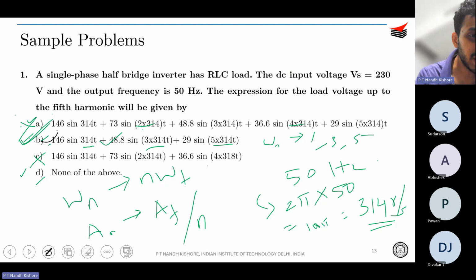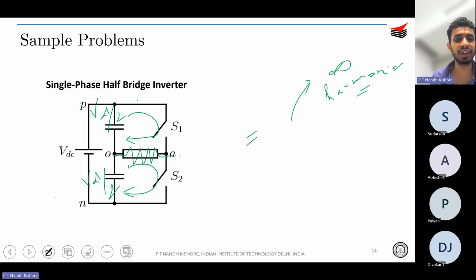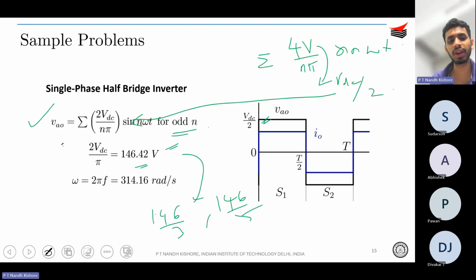So why did I tell B is correct? Because not only are the frequencies matching, even the amplitudes, if you see, it is 1 by 3 and this is 1 by 5. Only because of that, I told B is the option. Okay, but the correct way would be to do it like this, just using the Fourier series. Okay, fine.